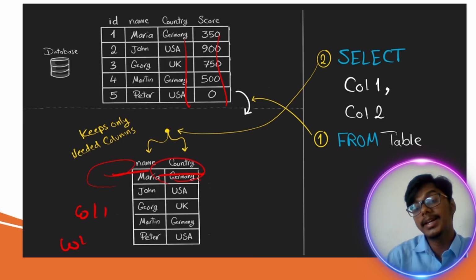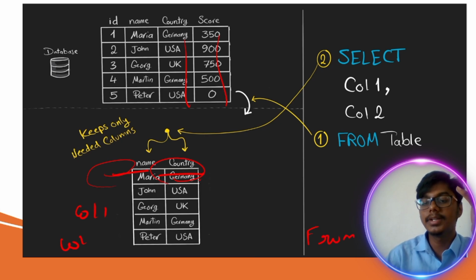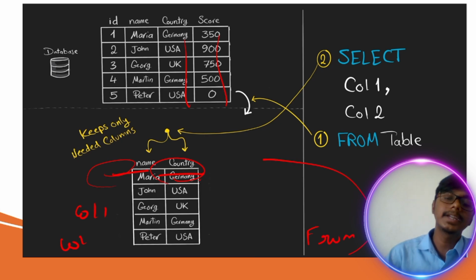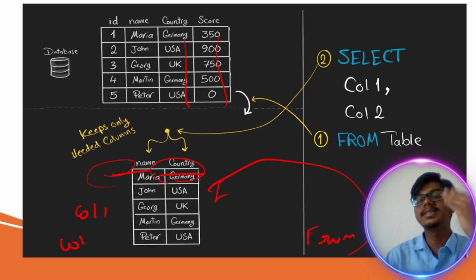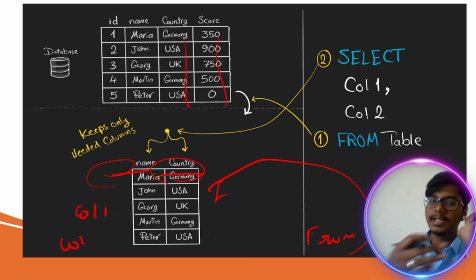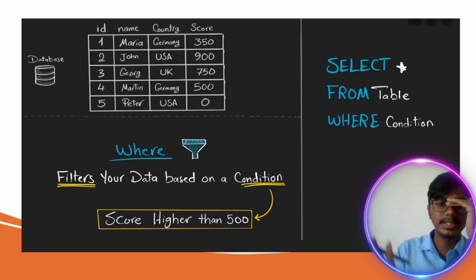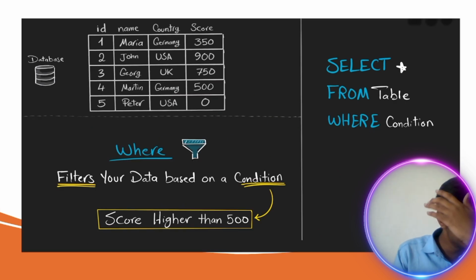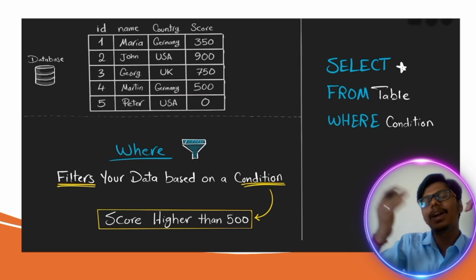Execution starts with FROM, which place you are from. I just want the customers table, so it gets into the customers table. Then the select command works, selecting column 1 and column 2, and later it will retrieve the results. That's the basic intuition. Later we are slowly getting into advanced sessions.